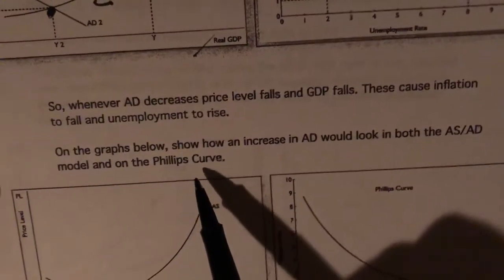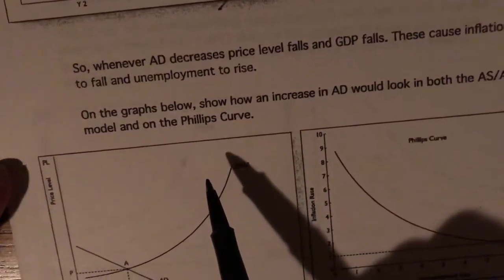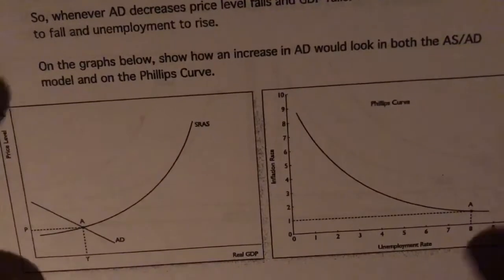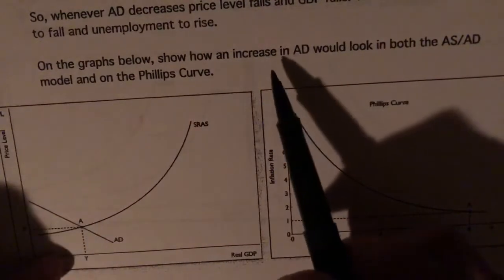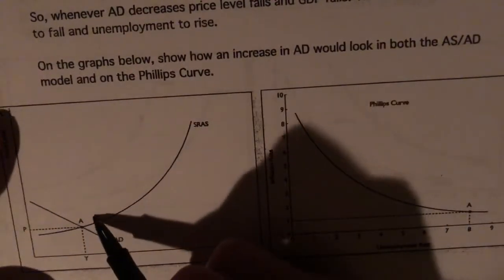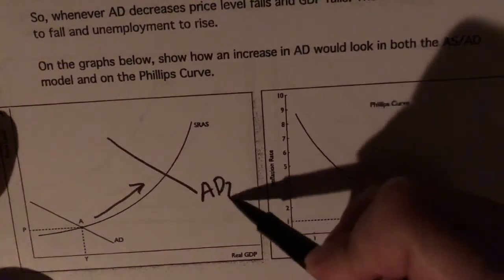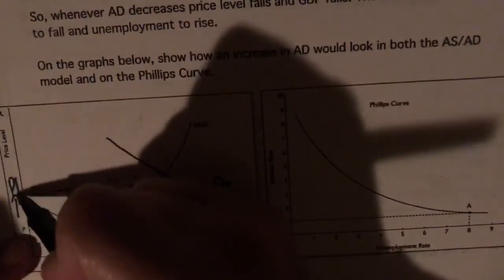On the graphs below, show how an increase in aggregate demand will look on both the aggregate supply model and the Phillips curve. Okay, so I want to show an increase in aggregate demand. So my curve will shift to the right. Here's AD2, right? So what has happened? Price has gone up, right? The price level has gone up. But what has happened to output, real GDP?